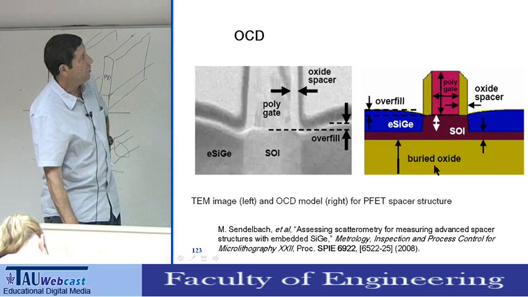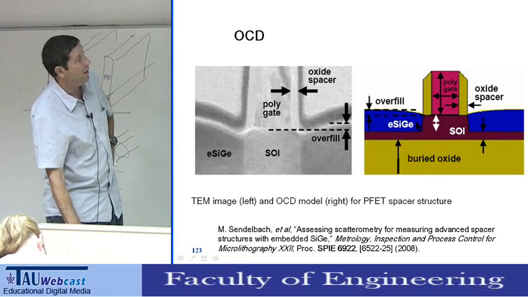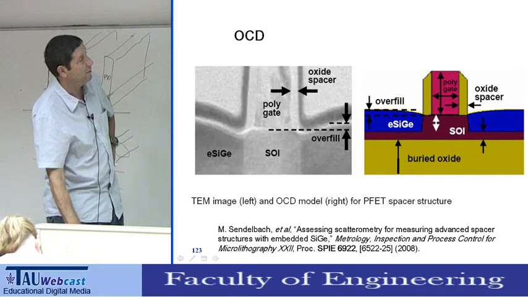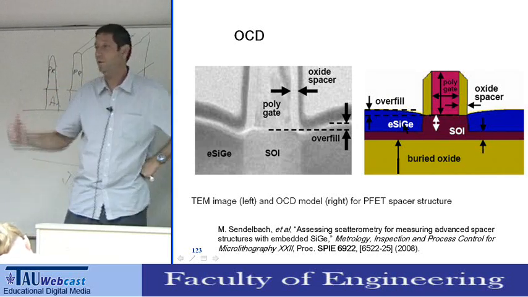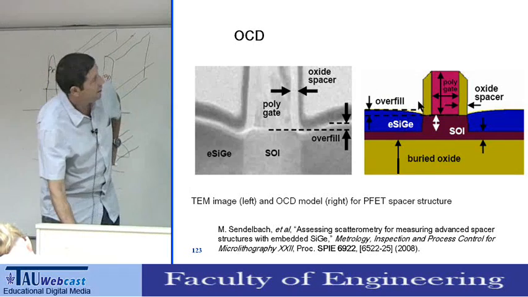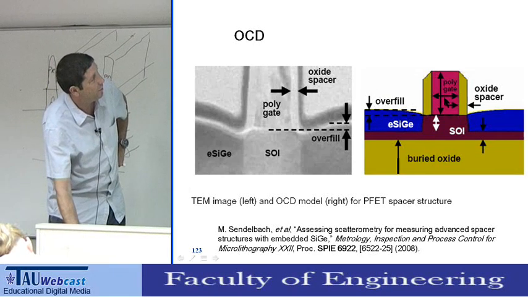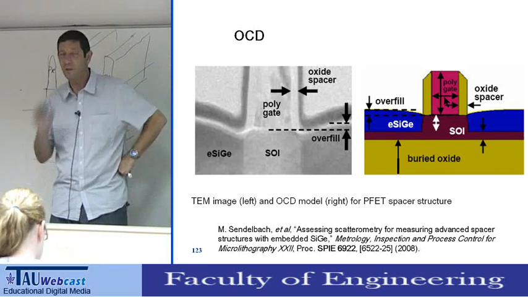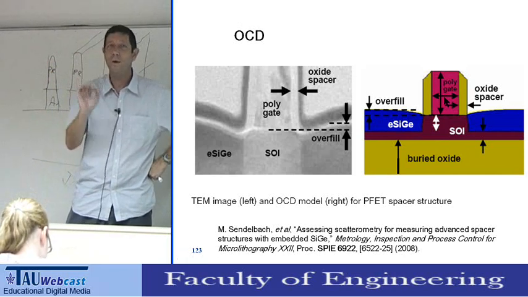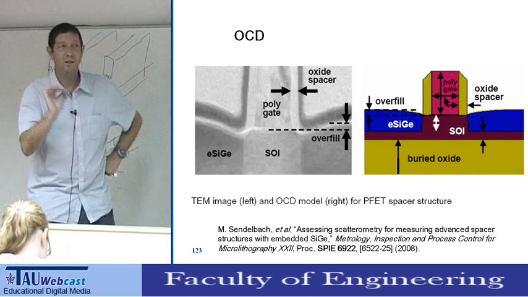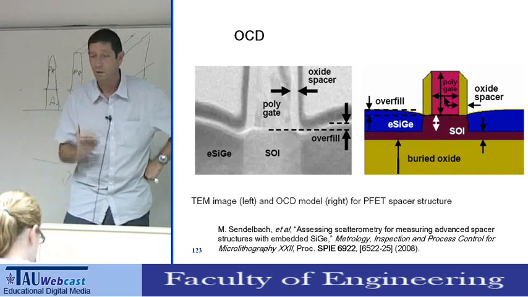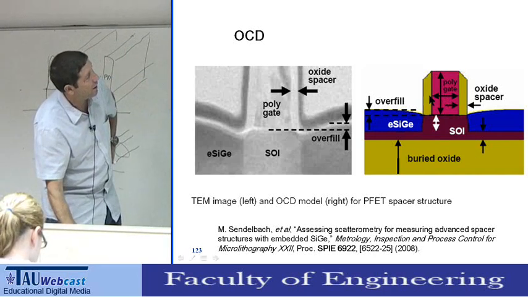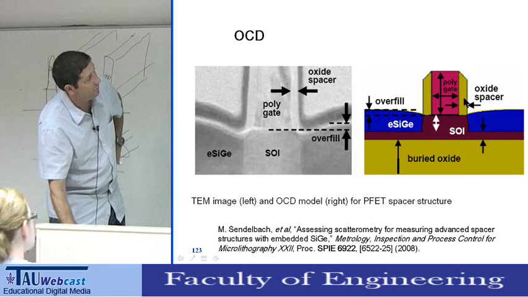So what you usually do is take this structure and model it. You say the blue part is silicon germanium, and I know the optical properties of silicon germanium. This part, the red one, is polysilicon. I know the optical properties of this material very well. They are very well characterized. I know the refractive index, I know the absorption. On the side, I have an oxide. This is called a spacer.